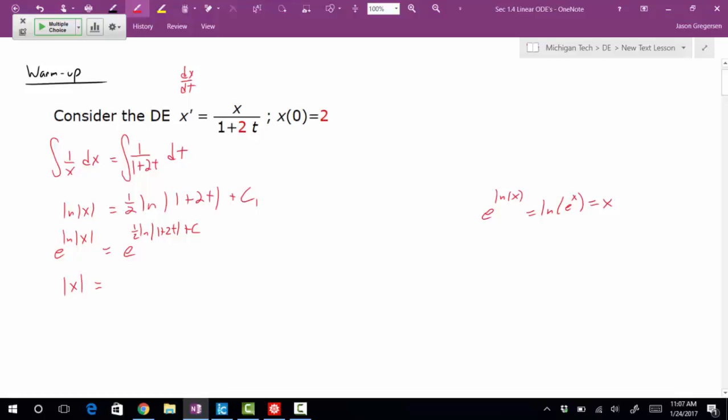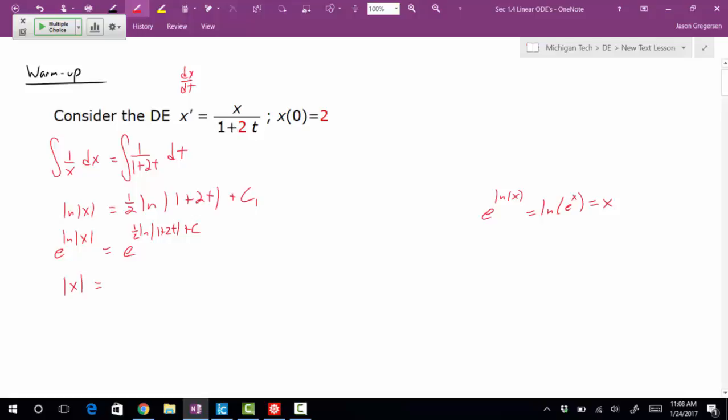But my property looks like this. It doesn't look like e raised to the 1/2 natural log of x is x. I don't know what to do with that 1/2. I got to get it out of there. I also got to deal with the fact that I have a sum in the exponent. And to do both of those things, I'm going to use some exponent and log properties. These are going to be really important properties we're going to use all semester. You just have to get them down cold.